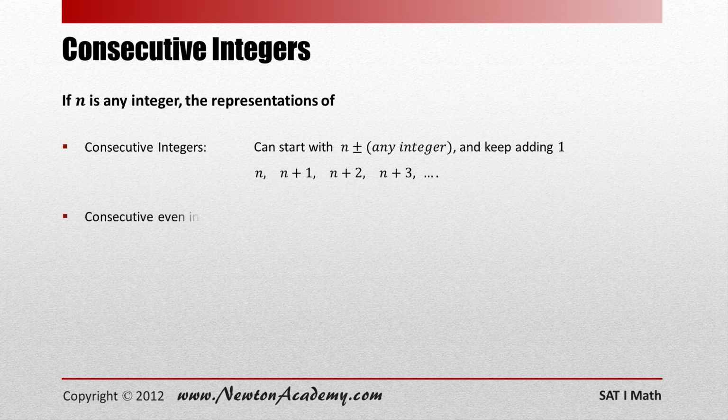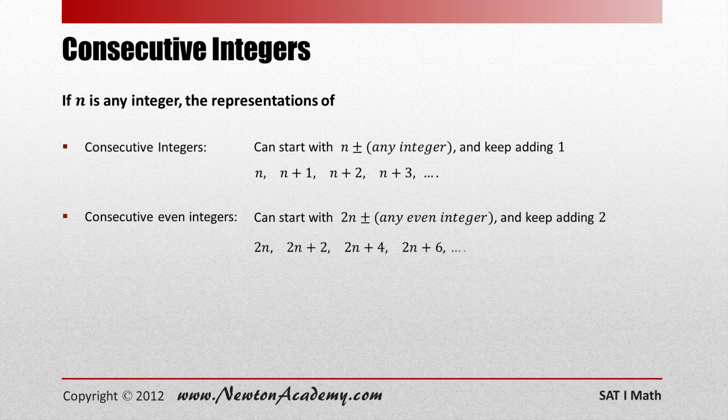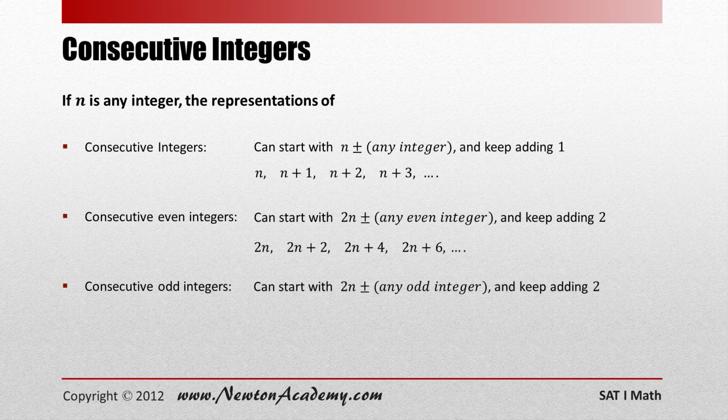To represent a sequence of consecutive even integers, you can choose 0 for this any even integer and start with 2n and keep adding 2 to the previous terms, and we have this representation. To represent a sequence of consecutive odd integers, you can choose 1 for this any odd integer and start from 2n plus 1 and keep adding 2 to the previous terms, and we have this representation.